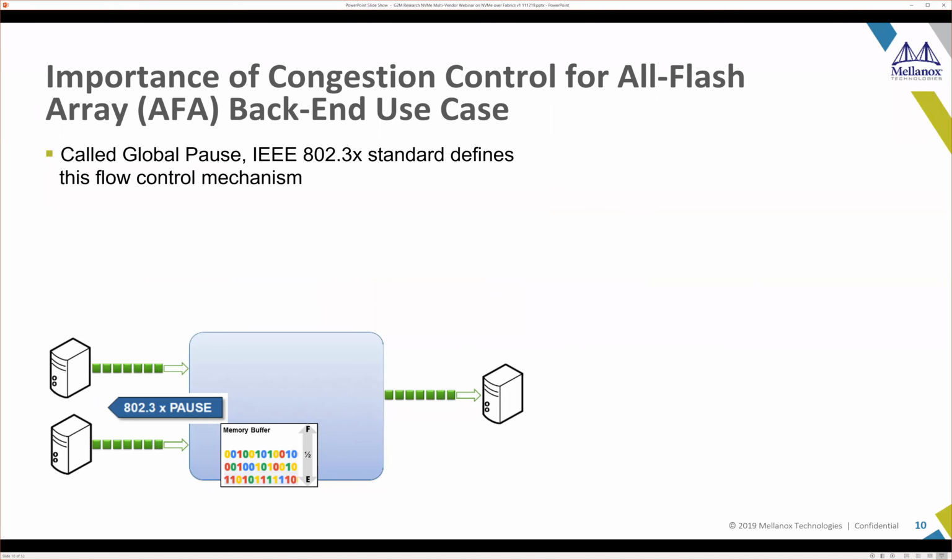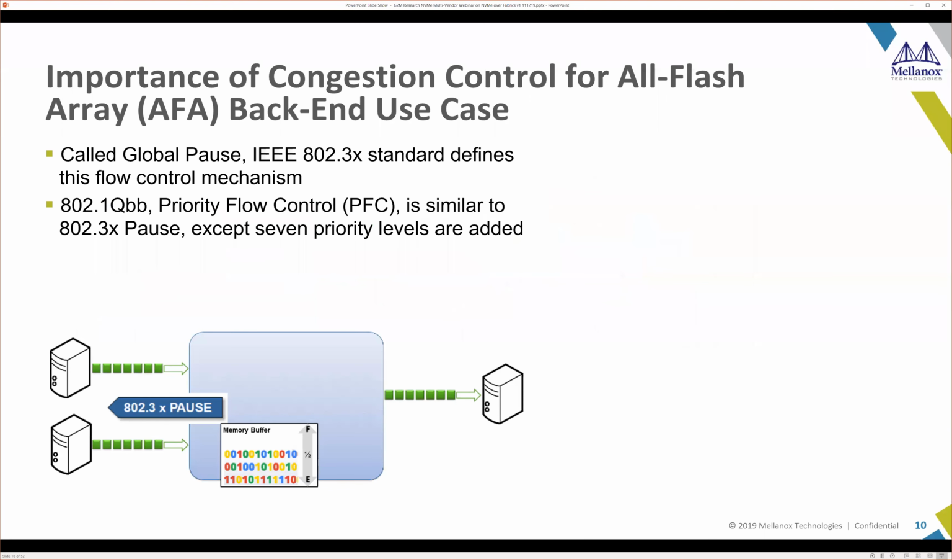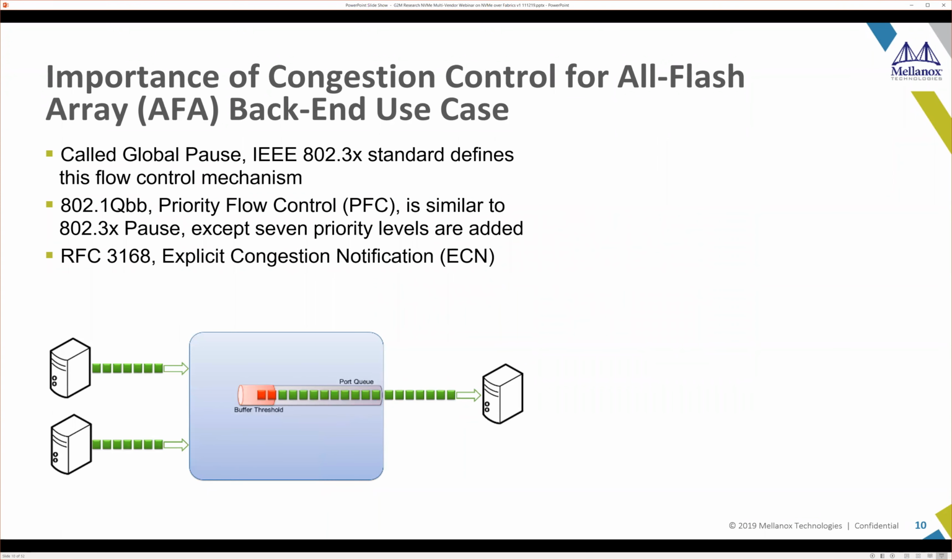So there's global pause, which is standardized by IEEE. There's priority flow control, which is also IEEE, and it allows you to add multiple levels of priority. There's ECN, which is kind of a combination of switch and adapters. That comes from the IETF. And then there's DCQCN, which is a flow control method used by RoCE. All of them can be used by RoCE or any of the Ethernet-based NVMe over Fabrics protocols.